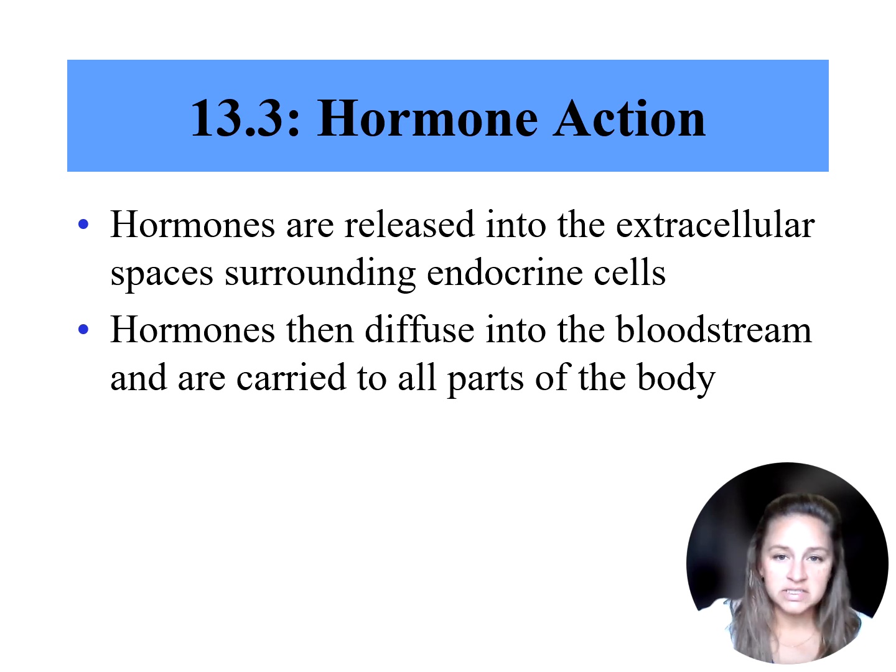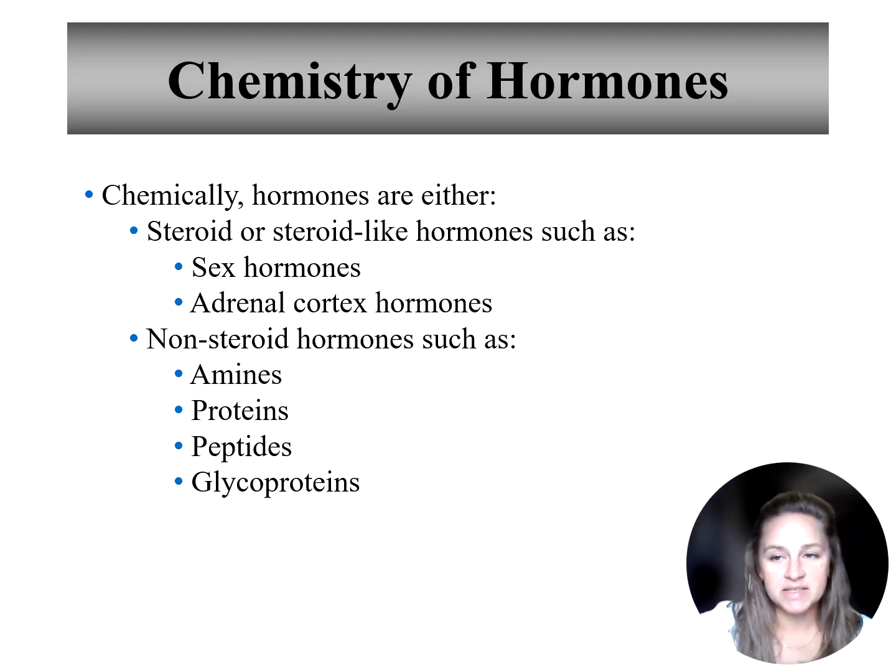So hormones are released into extracellular spaces around the endocrine cells, and then from there they go into the bloodstream and are carried to all parts of the body. So there's three general steps that happen in all hormone action: reception, transduction, sometimes this is called signal transduction pathways, and then response, which is responsible for whatever cellular activation that hormone is causing. So this isn't a chemistry or a biochemistry class, but we're going to talk a little bit about the chemistry of hormones.